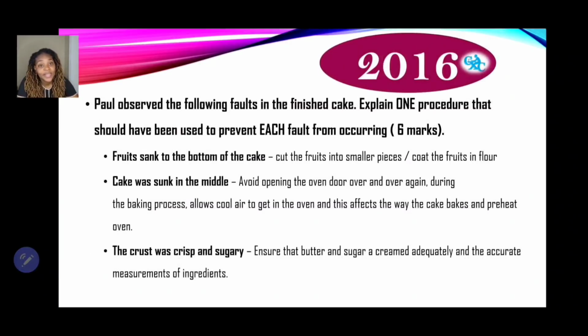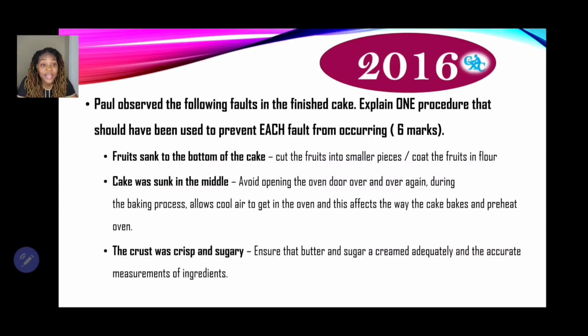All right, still on 2016, Paul observed the following faults in the finished cake. Explain one procedure that should have been used to prevent each fault from occurring. 6 marks. So the first fault, let's just look at the 3 faults. So 1, the fruits sank to the bottom of the cake. 2, the cake was sunk in the middle. And 3, the crust was crisp and sugary.